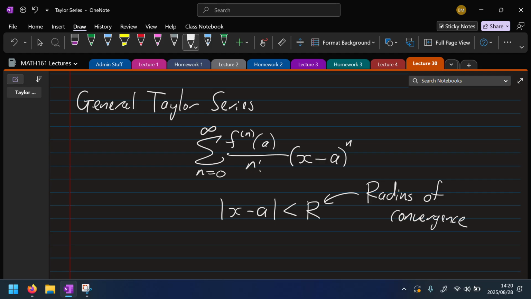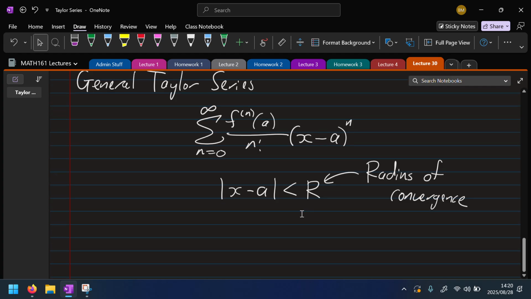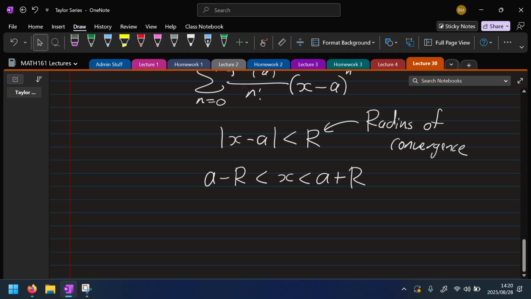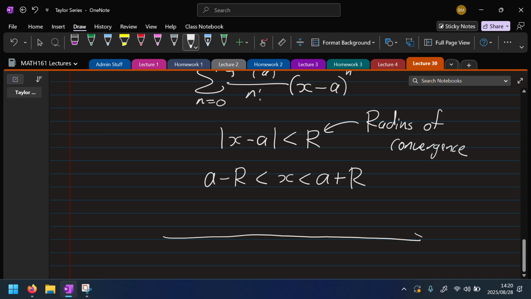If you want to write this more like an interval, we can do that. This will be a minus r is less than x less than a plus r. So it's the radius of that interval. For example, you can draw a number line here of the x values. Here we have a, remember, the Taylor series centered at a. Then the start of the interval will be the radius amount to the left and the radius amount to the right. So that is the radius there, and that's the radius there.